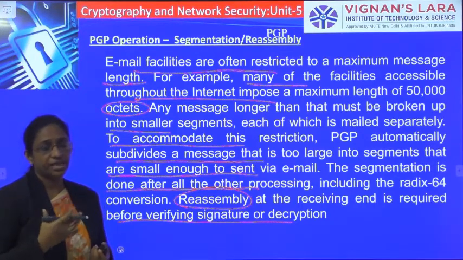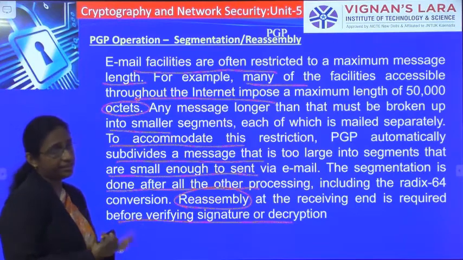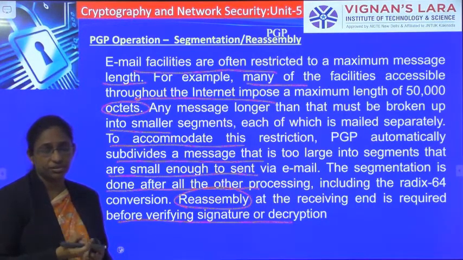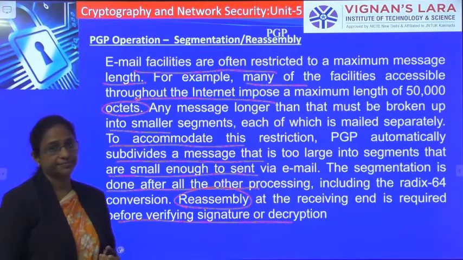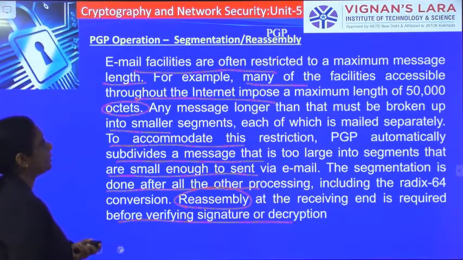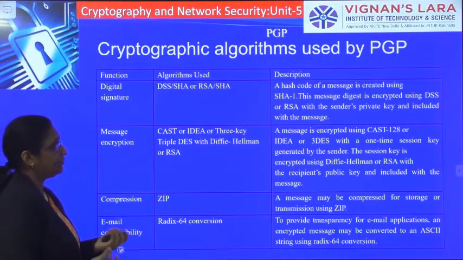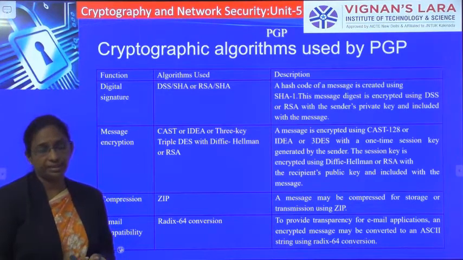If the message size is too big, then PGP divides it into segments, and those segments are sent through email. Similarly, at the receiver side, as soon as the receiver receives those segments, he has to reassemble them and then go for the further process. So that is about segmentation and reassembly. Those are the different operations done by PGP for supporting email security.